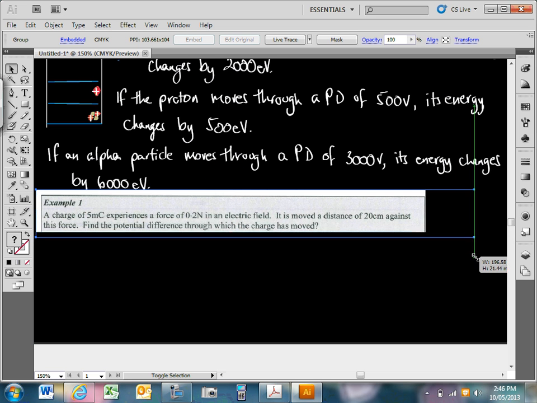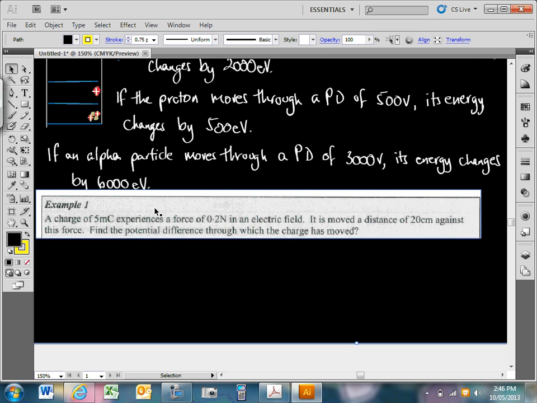So here we have a charge of 5 millicoulombs, milli meaning 10 to the minus 3 coulombs, that experiences a force of 0.2 newtons in an electric field. It has moved a distance of 20 centimeters against this force. Find the potential difference through which the charge has moved. To find this potential difference, what do you need to know?